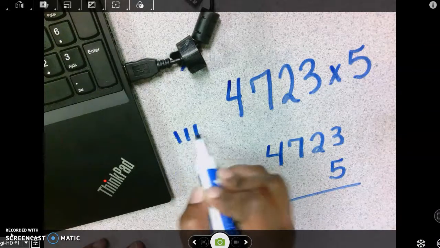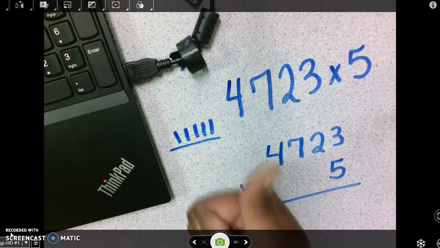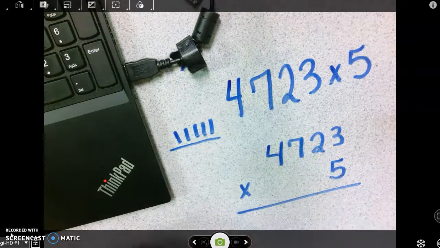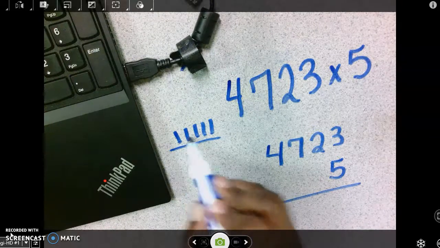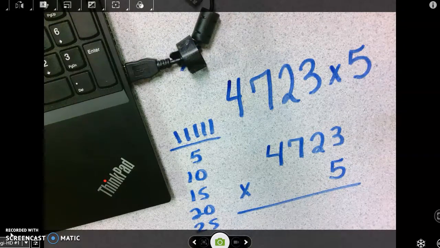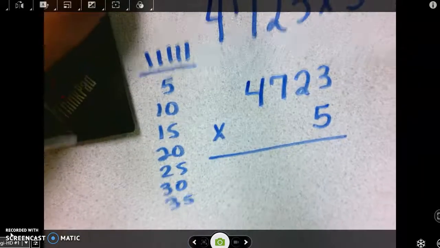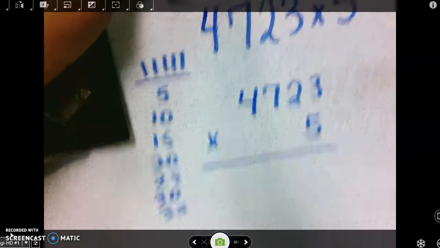Remember that when we skip count by 5, you can also do 5, 10, 15, 20, 25, 30. You can use your hands as well. So 5, 10, 15, 20, 25, 30, 35. So let's see. 1, 2, 3, 4, 5, 6, 7. I skip counted 7 times. Let me move so you can see it a little bit better. All right. Here we go.